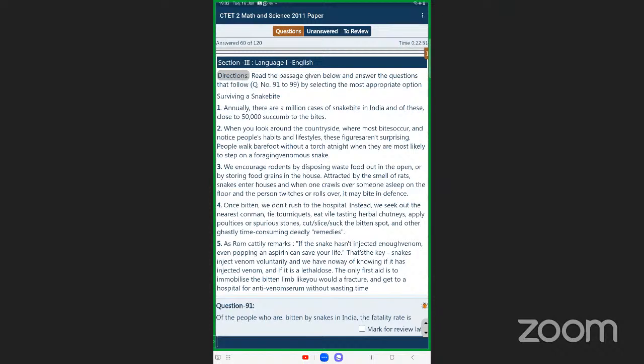The snake doesn't inject venom voluntarily, and we have no way of knowing if it has injected venom, and if it is the lethal dose. The only first aid is to immobilize the bitten limb like you would a fracture and get to the hospital for anti-venom serum without wasting time.